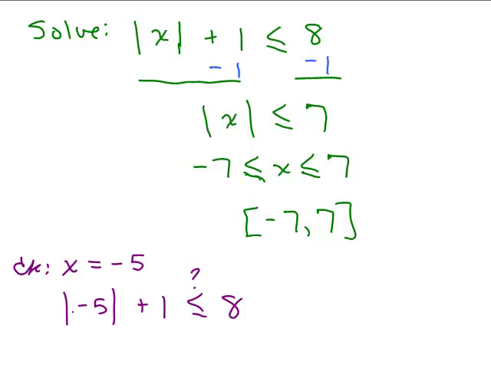So if you do that, the absolute value of -5 is 5. And is 5 plus 1 less than or equal to 8? Remember what this means. It could either be less than 8 or the answer could be actually equal to 8. And in this case, it will be less than, right? Because 6 is less than 8. So yeah, it checks. All that makes sense.